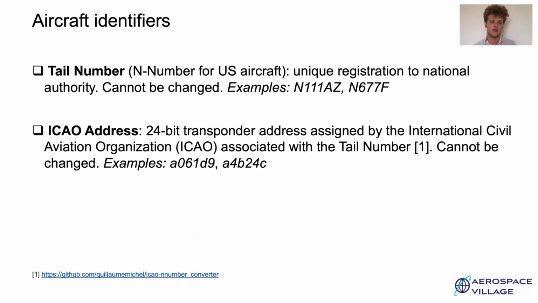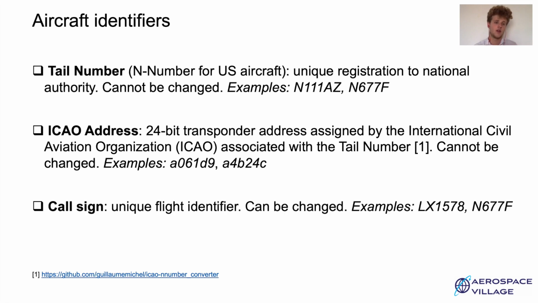Aircraft can also be identified by their ICAO address, which is a 24-bit transponder ID that is assigned by the International Civil Aviation Organization. And there is a direct translation between the tail number and the ICAO address in the US. So if you're interested, I wrote a converter that is available on my GitHub. And aircraft can also be identified by their call sign, which is a unique flight identifier, and it can be changed for each flight. And for instance, private aircraft often use their tail number as a call sign.